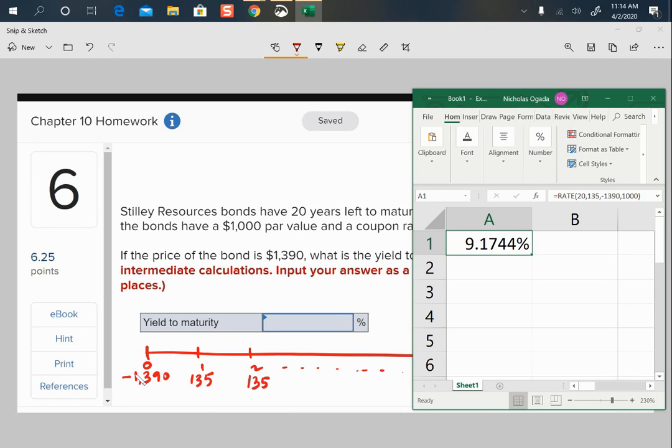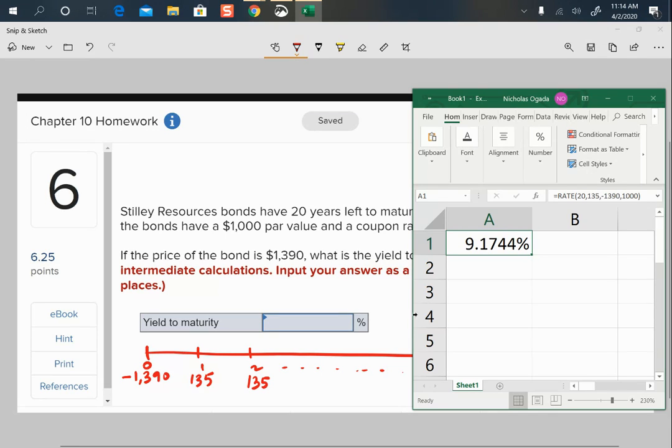It's a cash outflow, and then you'll be receiving 135 every year for 20 years, so that becomes a cash inflow. The same thing, and of course at maturity you also receive another inflow of cash, which is the face value, or the principal, which is the $1,000. So again, I hope this information helps.